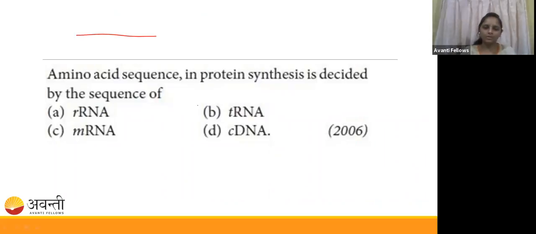So here is one question for you. Amino acid sequence in protein synthesis. The amino acid sequence in protein synthesis is decided by the sequence of. Option A is rRNA. Option B is tRNA. Option C, mRNA. And option D, sorry, option D is cDNA, guys. So I'm going to run a poll for you. You can answer me in the poll, guys.